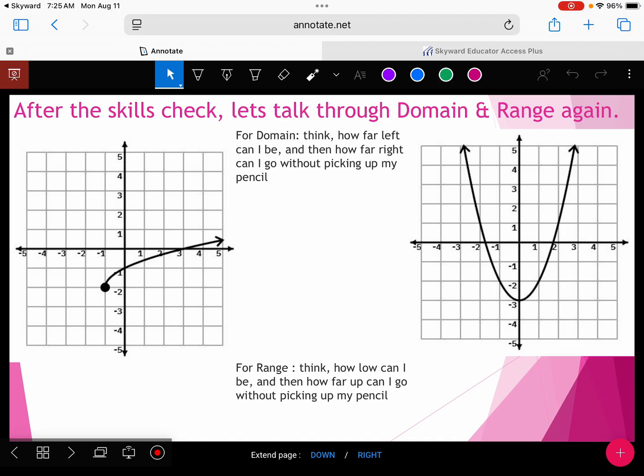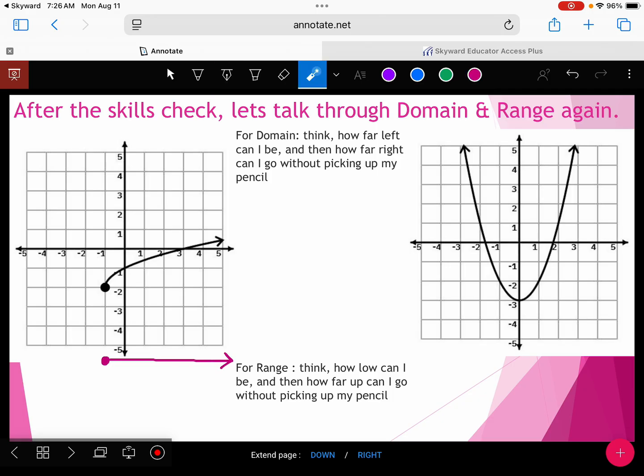So another way to think about domain, we've always been talking about how it has to do with our x values. Another way to think about doing it is to think about how far left you can go, and then how far right can I go without picking up my pencil. So it's left and right. So on this one here, which I know isn't in your packet, I'm just kind of making stuff up. The farthest left I can be is right here. And I could trace my line, and I could keep going right forever.